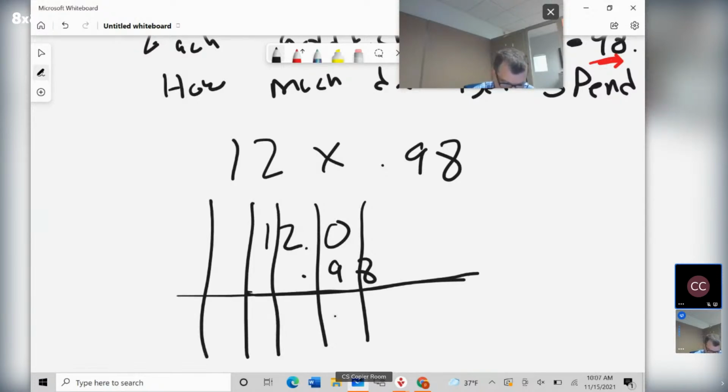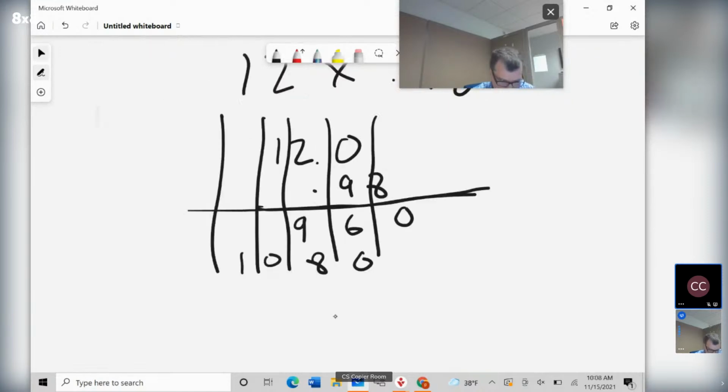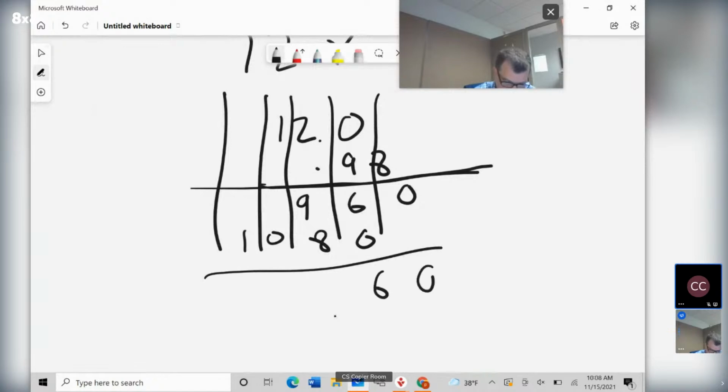So we're going to have 8 times 0 is 0. 8 times 2 is 16, carry the 1. 8 times 1 is 8 plus 1 is 9. Then 9 times 0 is 0, 9 times 2 is 18, 9 times 1 is 9 plus 1 is 10. When we add this all up, we're going to get 0, 6. We bring the decimal down. That's 7, carry the 1. So it's $11.76.